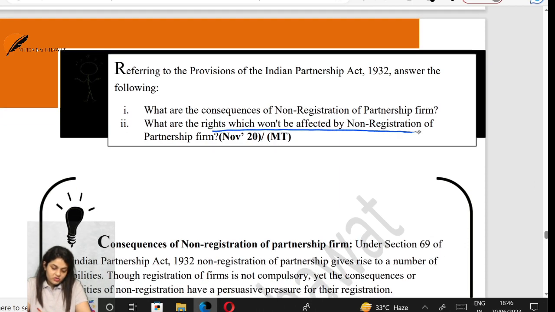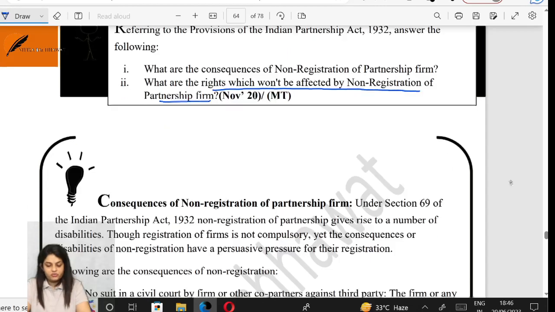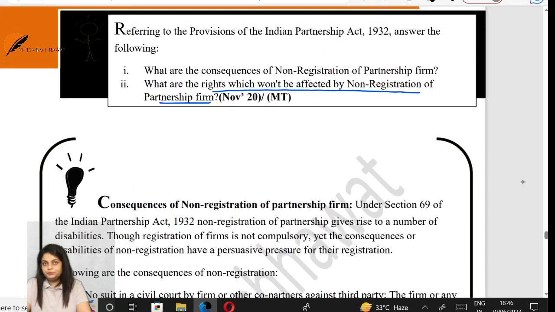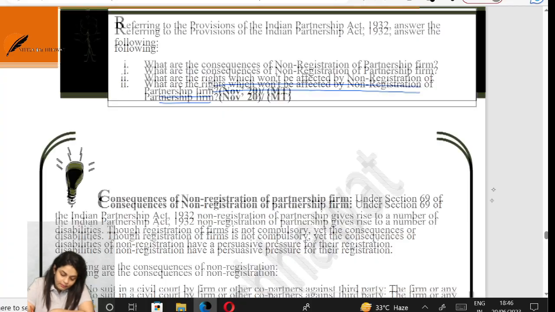What are the rights which won't be affected by non-registration? A third party can sue the firm. If a partner of an unregistered firm wants to sue the other partners to dissolve the firm, even an unregistered firm's partner can sue the other partners.